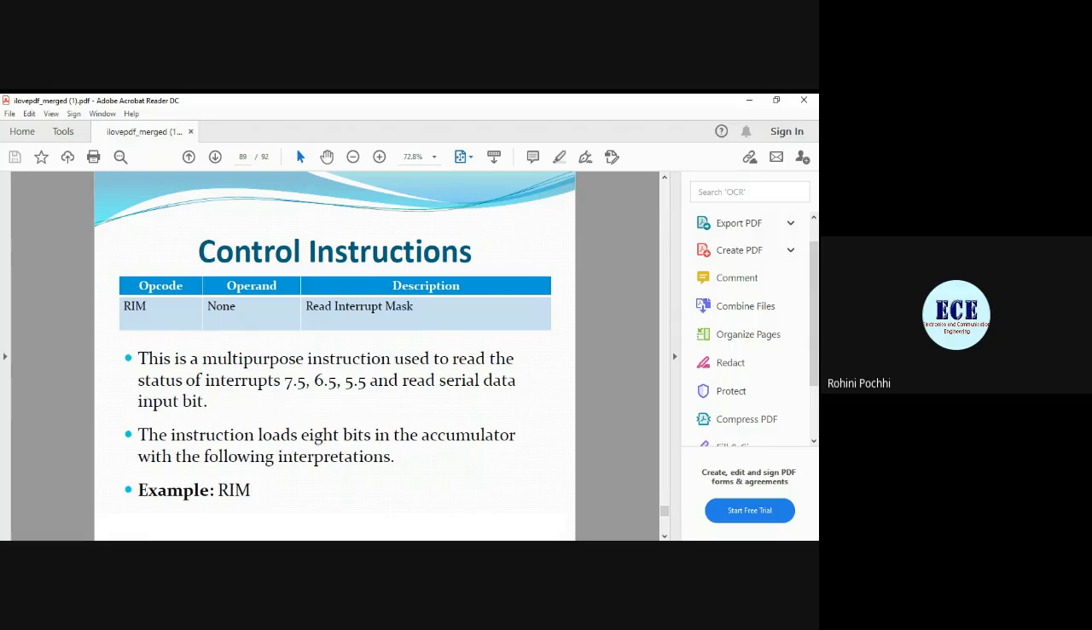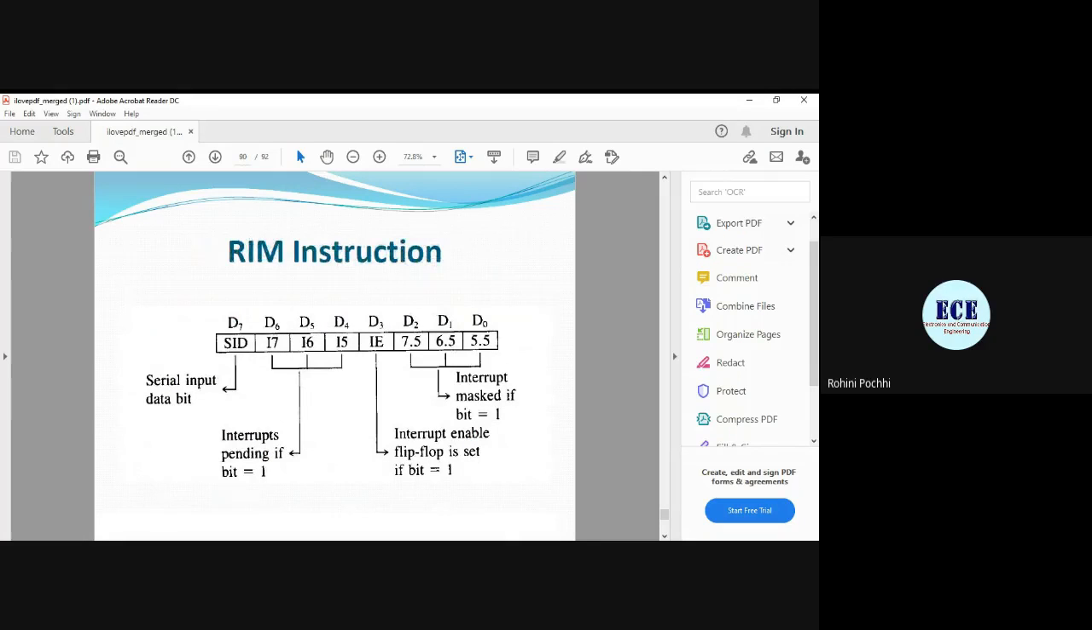RIM means read interrupt mask. This is a multi-purpose instruction used to read the status of interrupts 7.5, 6.5, 5.5, and read the serial data input bit. This instruction loads 8 bits in the accumulator with the following interpretation. These are the format of the RIM instruction. As you can see, serial input data is on the bit D7, then I7, I6, I5, IE, M7.5, 6.5, and 5.5 are placed in the accumulator along with the serial data input bit.